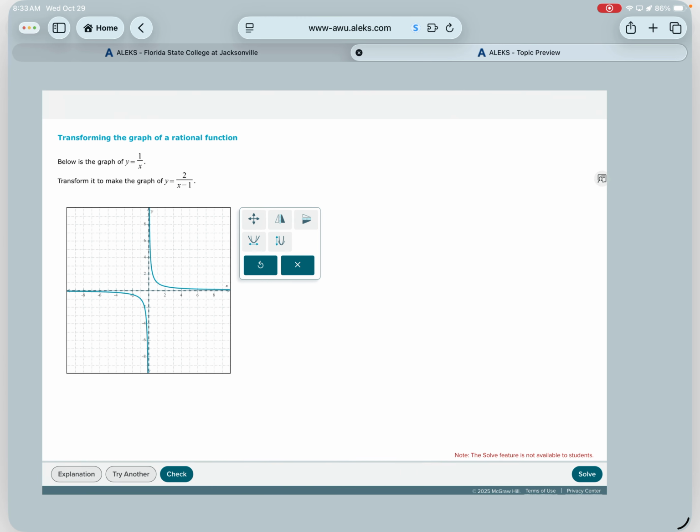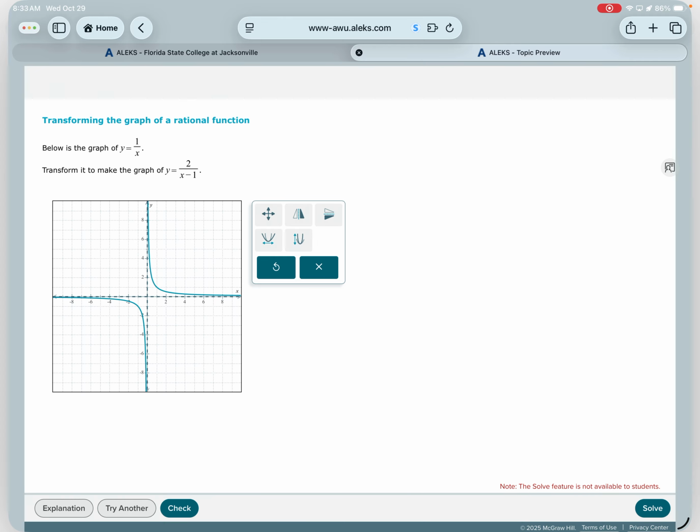Okay, so this one starts with the graph of 1 over x, and then we have a 2 on top. The 2 on top is like multiplying it by 2 on the outside, so that is going to vertically stretch it. So I'm going to stretch it. Instead of being at 1, it's going to be at 2 because 1 times 2 is 2. And then that 1 on the inside, I'm going to move it to the right 1.